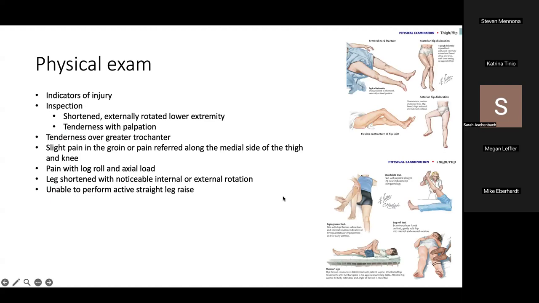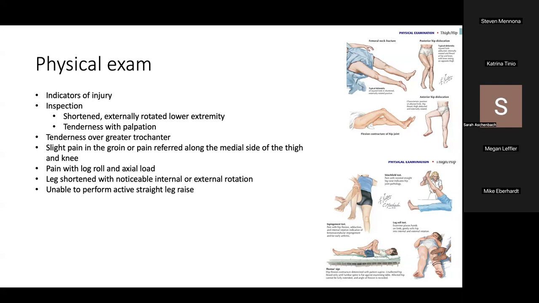The first thing is a physical exam. When you come up to a patient, a lot of times they'll have a history of a fall, especially in these older patients. The younger patients may have a more pronounced or higher energy injury, like a car accident or a motorcycle accident or a fall from height, potentially knee against the dashboard during a car accident. There are some indicators that the hip itself was injured.